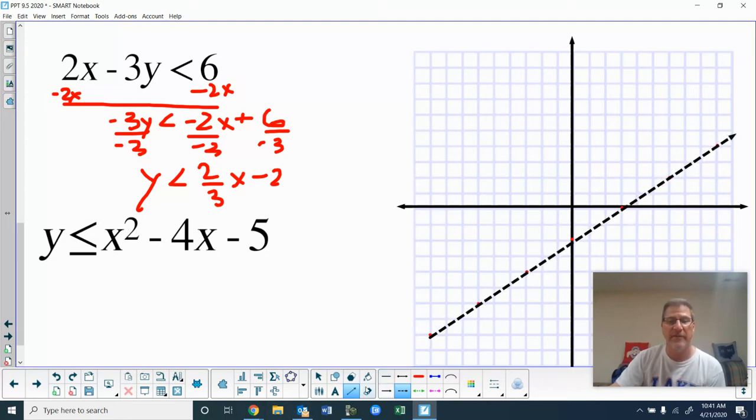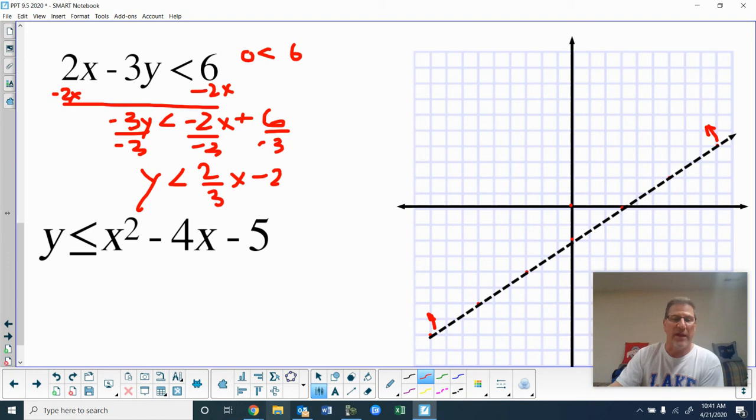All right, and we'll go back and pick 0, 0 to see if we go towards it or away from it. 2 times 0 is 0, 3 times 0 is 0. Subtract, I get 0. Is that less than 6? And that would be true. So we're going to shade towards the upper left of that line.